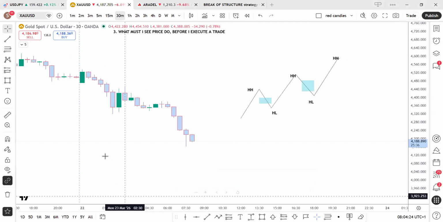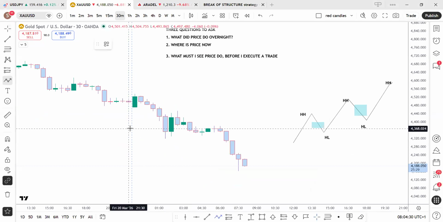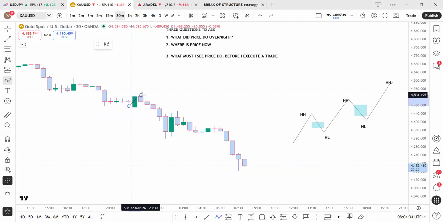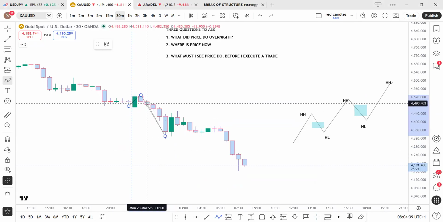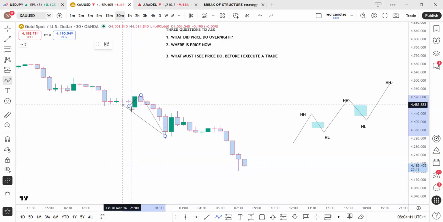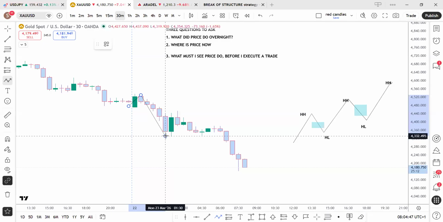Let's implement that. So this is gold, 30 minutes chart. We ask the first question, what did price do overnight? We can see price started from here. It moved up a bit, then came back down. On moving down, what did it do? It broke structure here because this was the high. So it broke structure here and it's made a low.